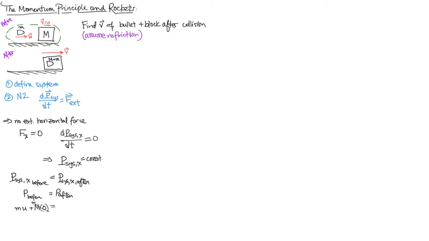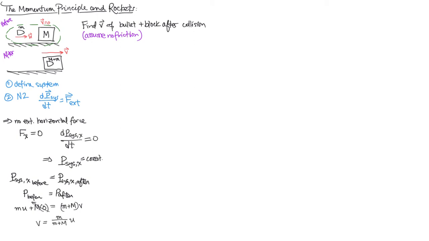After the collision, we have the bullet and the block collectively moving to the right with velocity v. So after the collision, we have the total mass of the system all moving together at velocity v. At this point, we just need to solve for v. We're done with the physics. We're turning the math crank now.